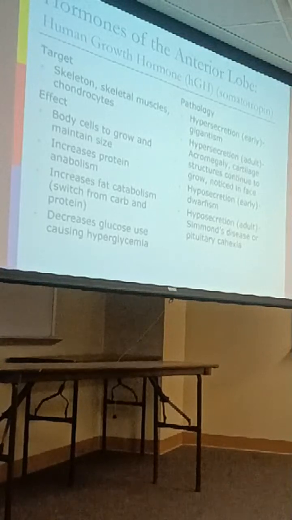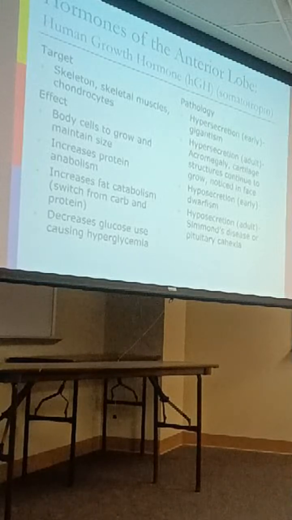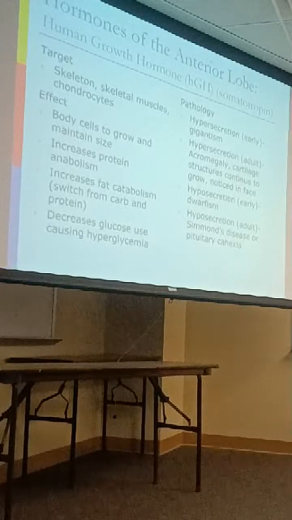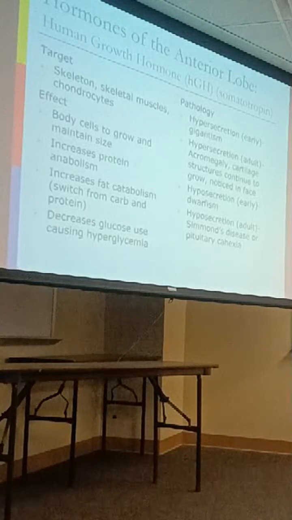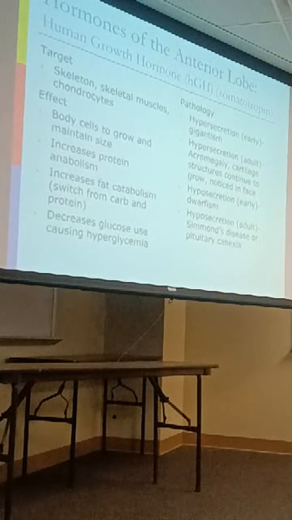In that case, usually they give you growth hormone to help you. And this is something we're seeing more in pediatricians, where if your kid's on the low end of the height scale, they want to give you some growth hormone so you can reach your midpoints, so you're not as short when you grow up. Hyposecretion as an adult, you get Simmonds disease or pituitary cachexia. You get very tired, very weak. Now, as mentioned, there's a lot of misinformation about this hormone.